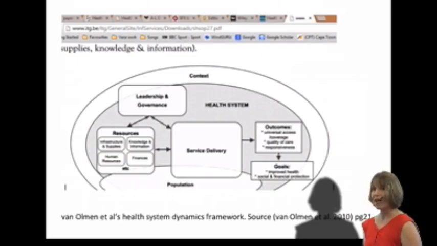And they specify the outcome slightly differently. They talk about universal access and coverage, quality of care and responsiveness, with the goals being improved health and social protection. What this framework also does is that it brings in the population and says that the communities that we serve, the populations that we serve, are also part of the health system. And so you have them there at the bottom.